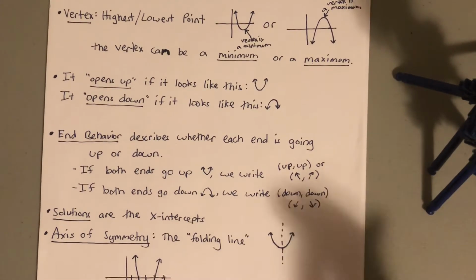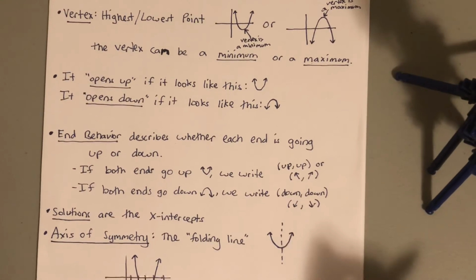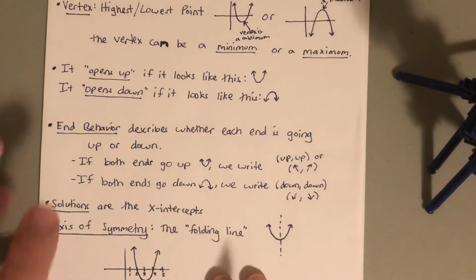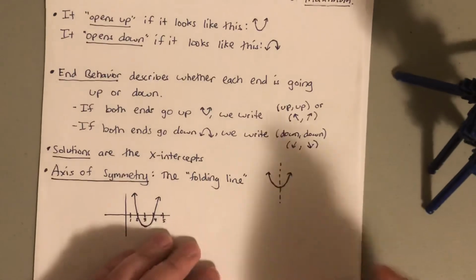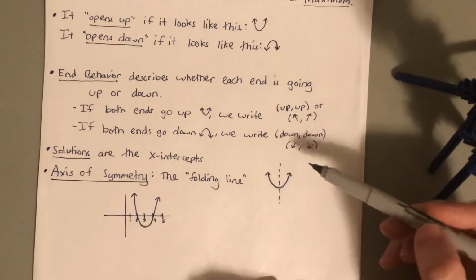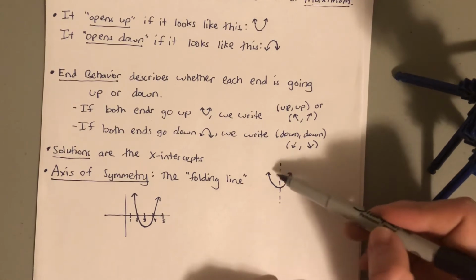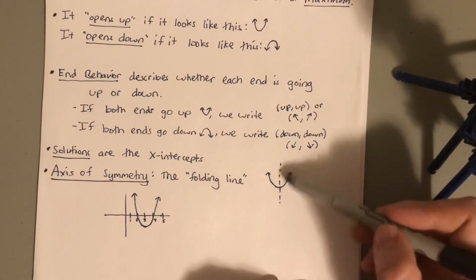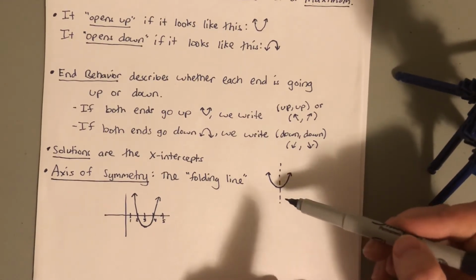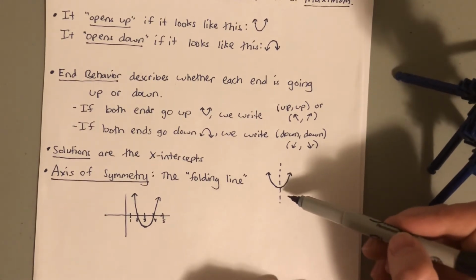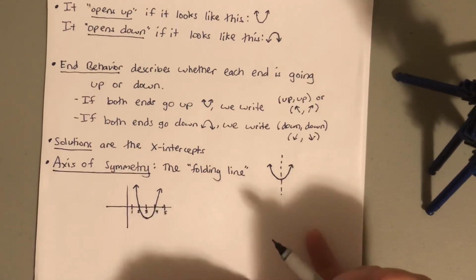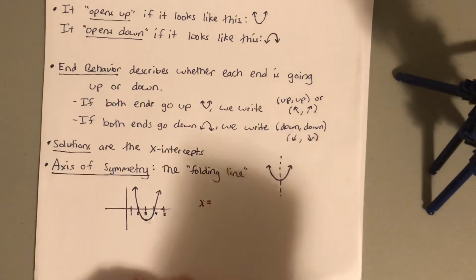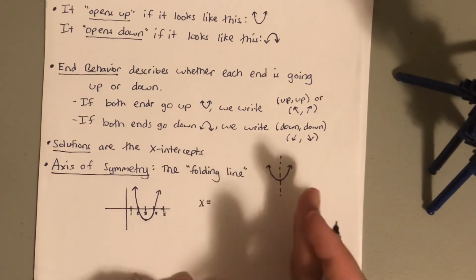And the last important piece of a parabola, a key feature I guess you could say, is the axis of symmetry. The axis of symmetry is like the folding line in a parabola. It's like that vertical line right down the middle, where if you were to fold this side onto this side, they would match up. It's the line right down the middle that divides it into two exactly identical halves. The way that we can describe an axis of symmetry is we would say x equals, and then wherever along the x-axis that line is happening.